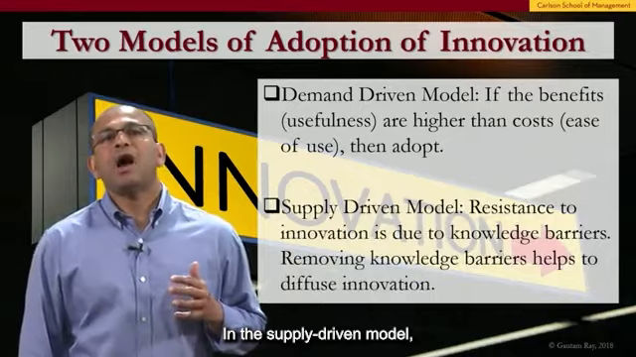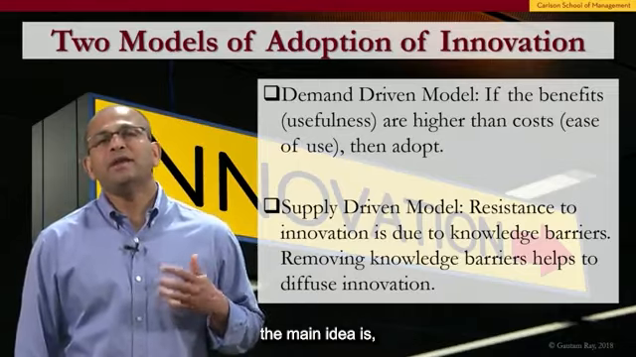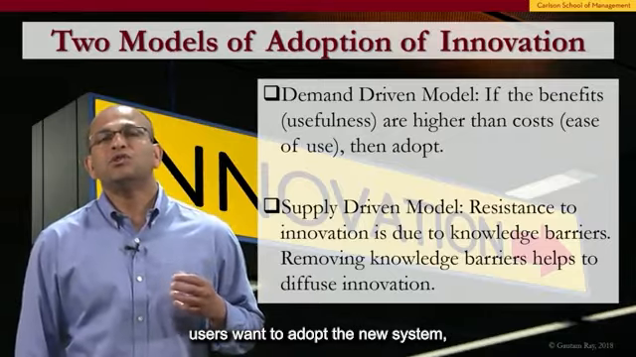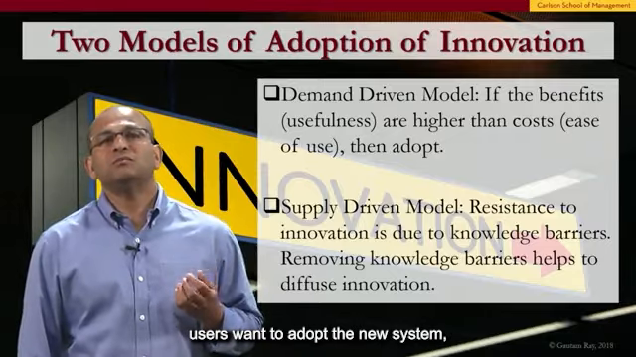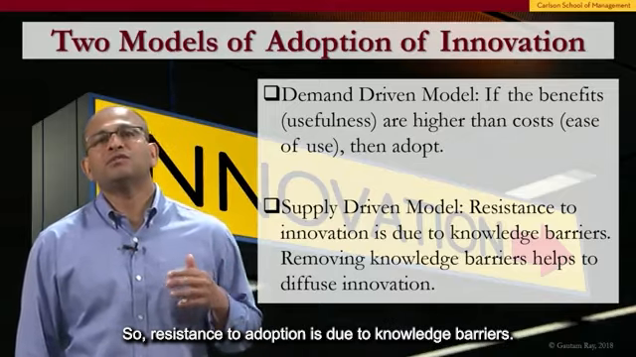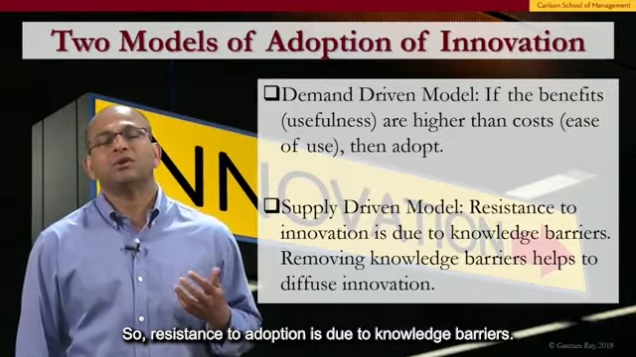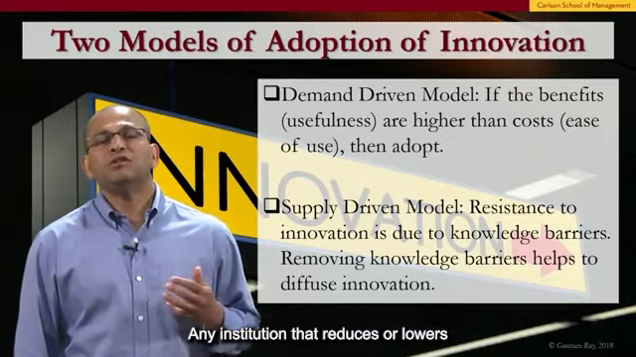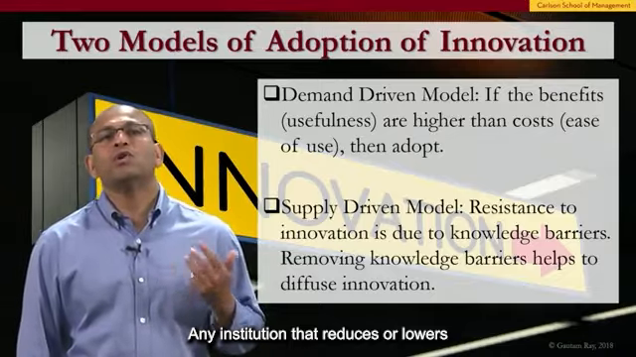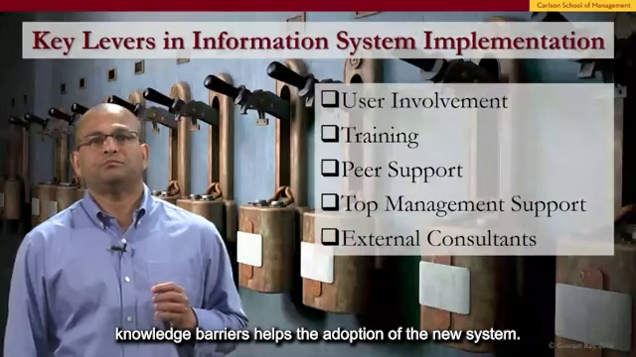In the supply-driven model, the main idea is users want to adopt the new system, but they face knowledge barriers. So resistance to adoption is due to knowledge barriers. Any institution that reduces or lowers knowledge barriers helps the adoption of the new system.